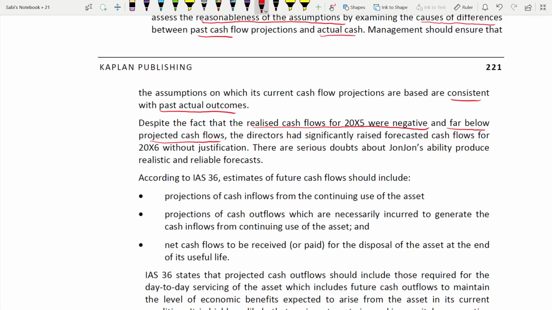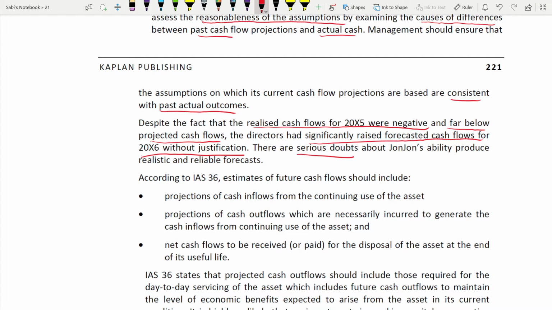Because if their forecast was right, even if it's not exact amounts, at least it will be very much in line with it, very close. But this is far below the projected cash flow. So the directors had significantly raised forecast cash flows for 2006 without justification. What's going to happen because of this? There are serious doubts now about Johnson's ability to produce realistic and reliable forecasts.